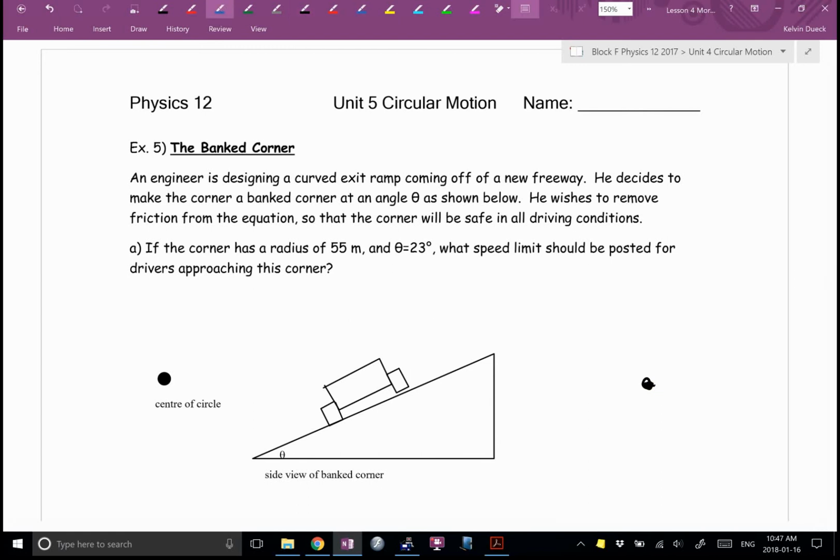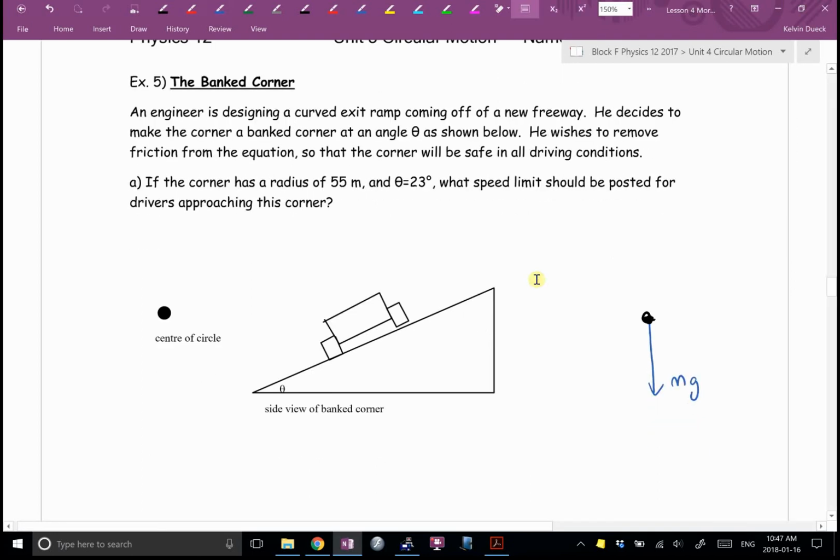Sarah, what are the forces acting on this car? Get the obvious one. Which way? Yeah. That's why it's the obvious one. What else?